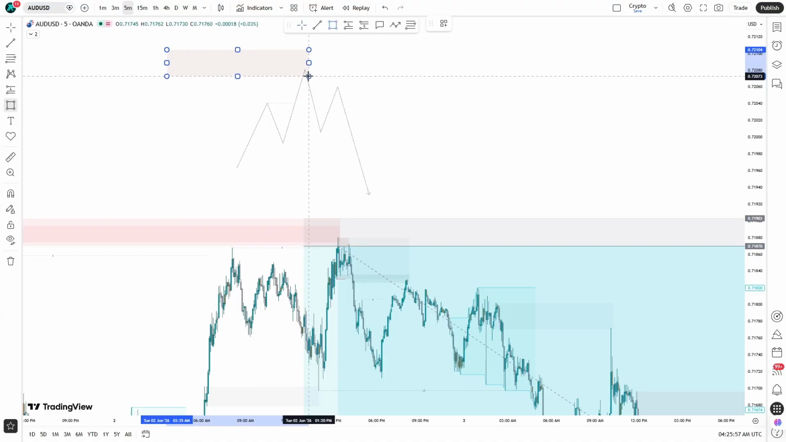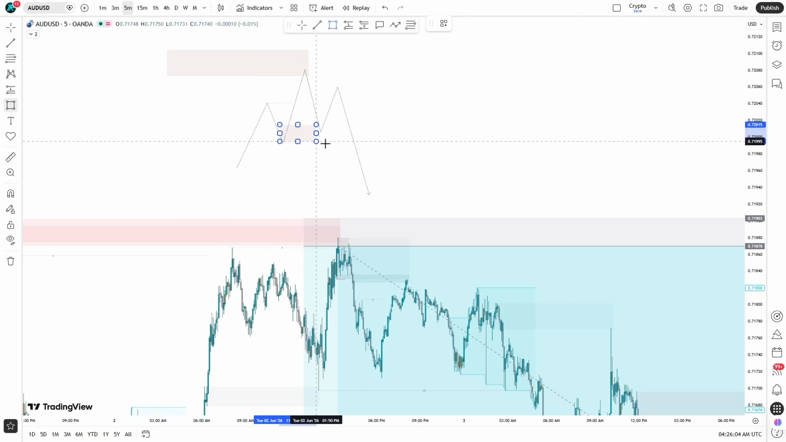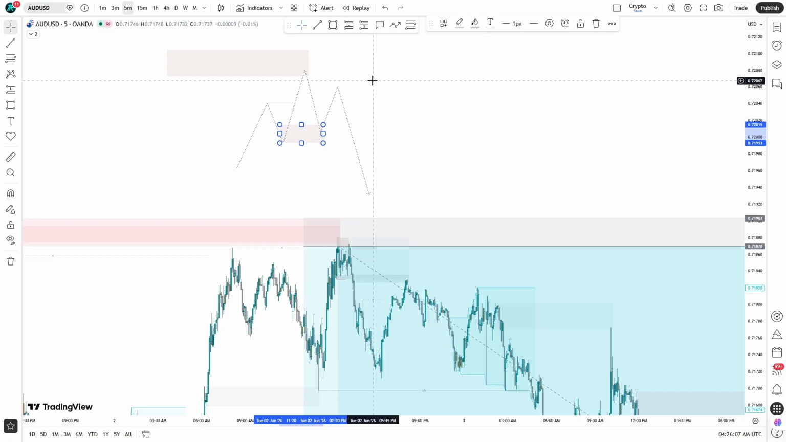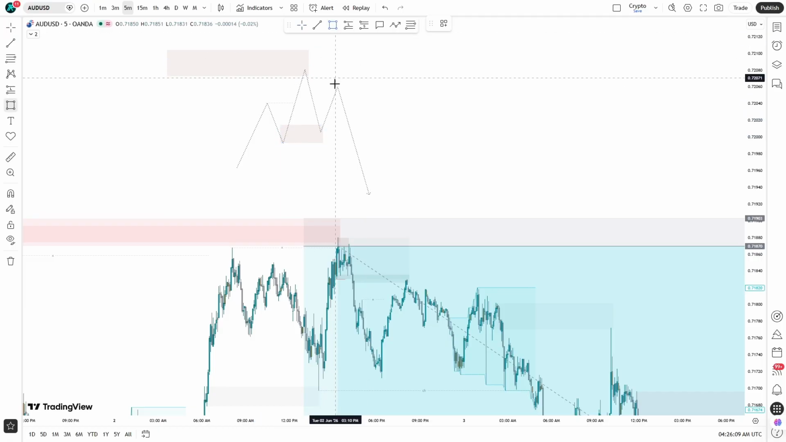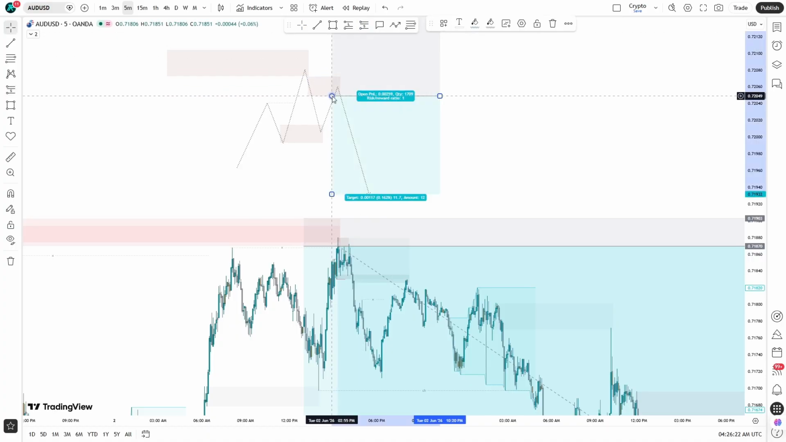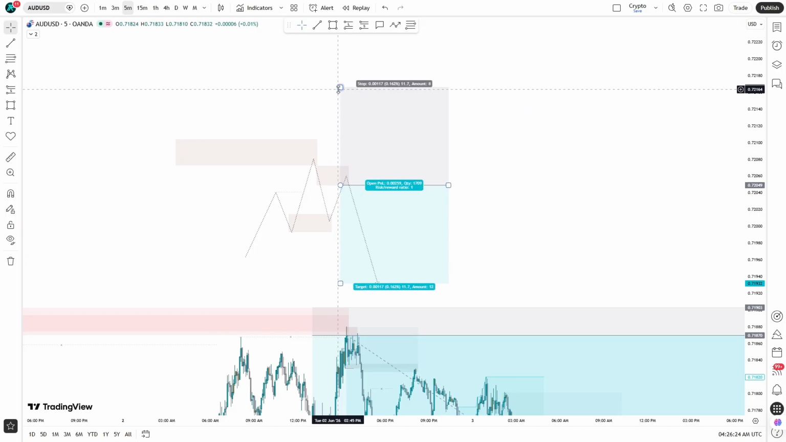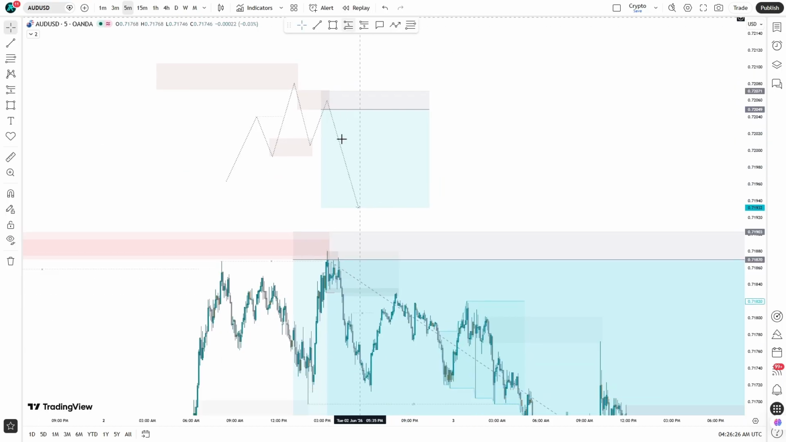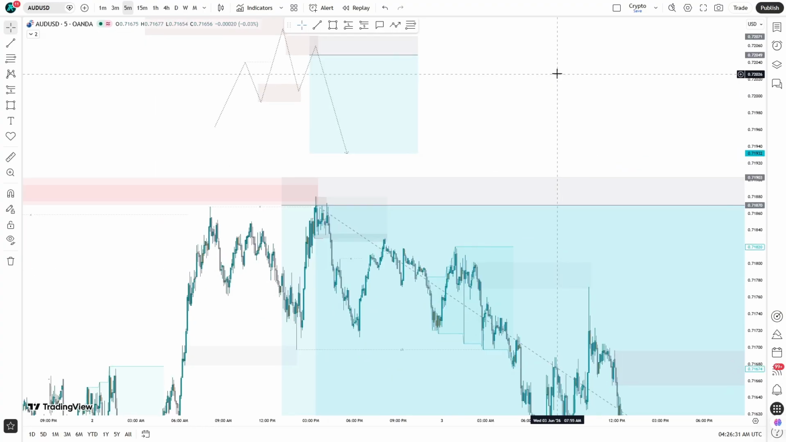hit a higher time frame supply, then it comes down again to mitigate a demand here, the lower time frame, or fails to break it, comes up again, mitigates the supply zone here. Then I'm taking our entry from here. So that was what this second trade looks like. That's what it looks like.